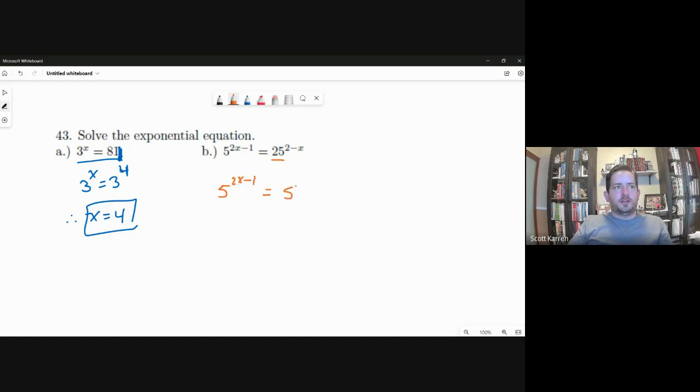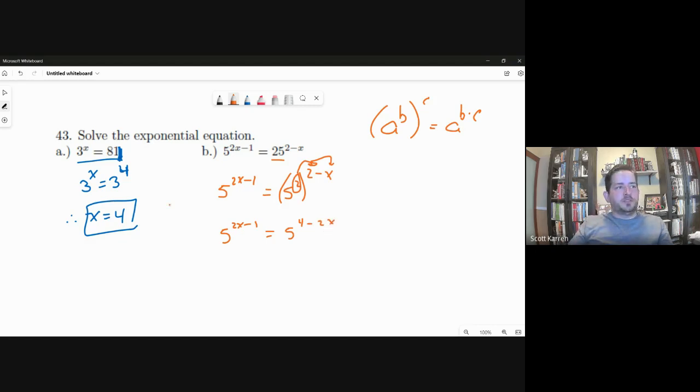25 is 5 squared, but that 5 squared is still raised to the 2 minus x. But when I have a number raised to a power and that's raised to another power, that's the same thing as the a being raised to the product of those two powers. So I'm going to take this 2 and multiply it by 2 minus x, and I'll do that by distribution. So I end up with 5 to the 2x minus 1 is equal to 5 to the 2 times 2 becomes 4. 2 times minus x becomes minus 2x.